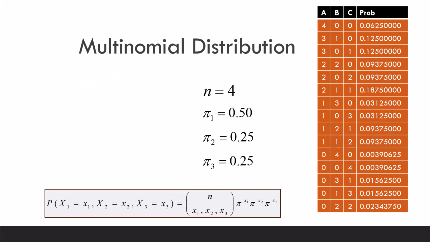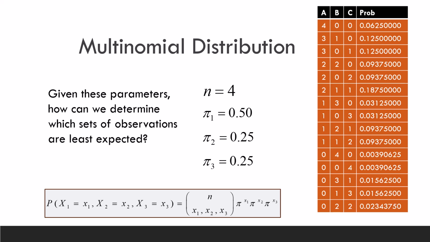We have 4 observations, and the probability of drawing an observation from the population and categorizing that observation in the first category is 0.5, in the second category is 0.25, and in the third category is 0.25. We used the multinomial coefficient, shown here at the bottom, to calculate the probability, and we did so for each of the possible outcomes we could get with 4 observations. This provides our multinomial distribution. Given these parameters, how can we determine which sets of observations are least expected?